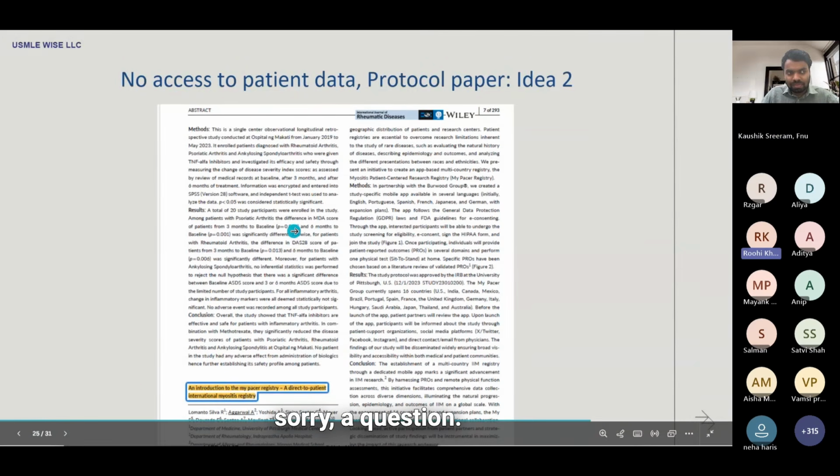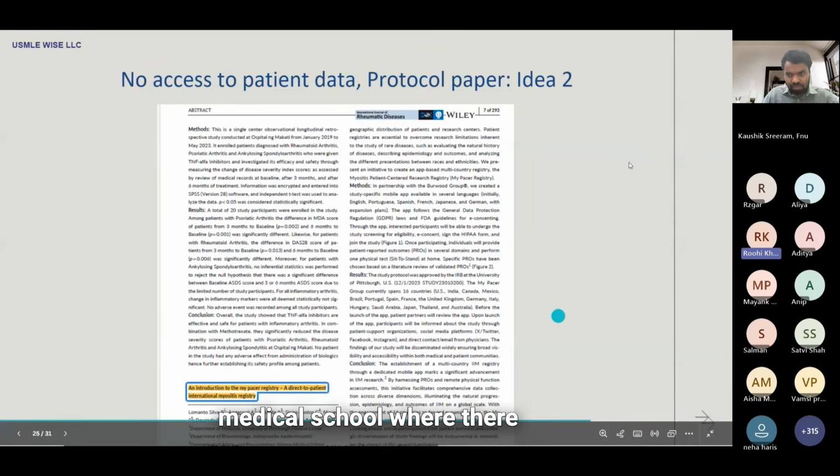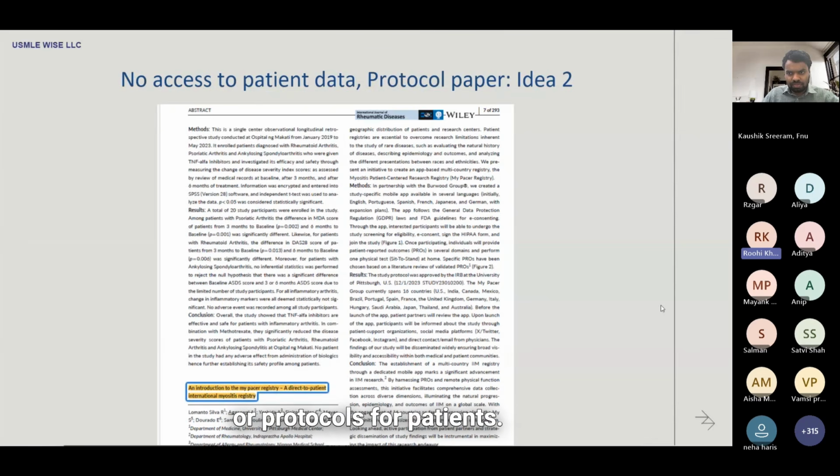I'm sorry, a question. Suppose you live in a country or you're studying in a medical school where there are no ethics committees or standardized protocols that suggest ethics ideas or protocols for patients. There is no one to take approval from. How do you proceed from there?